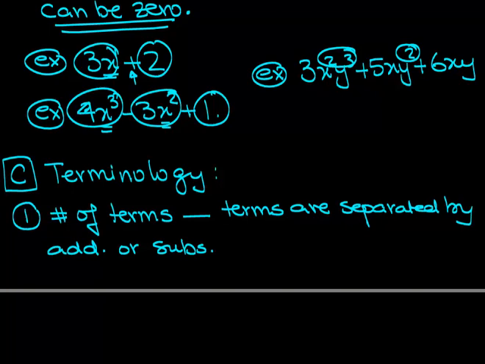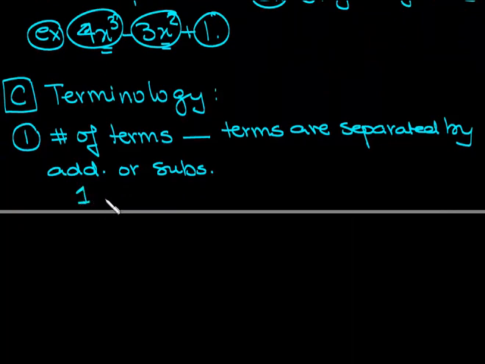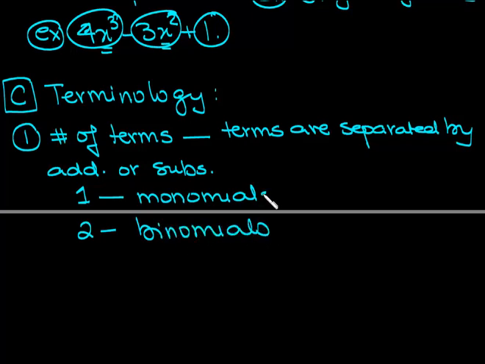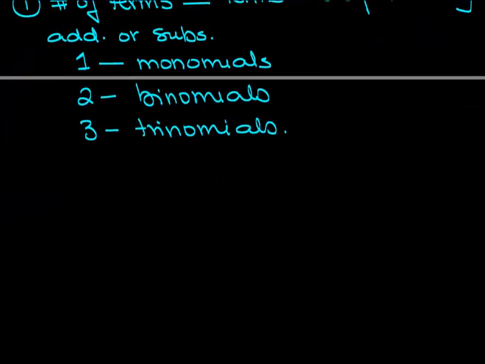Usually some polynomials have special names depending on the number of terms. If they have one term, they're called monomials. If they have 2 terms, they're called binomials. If a polynomial has 3 terms, it's called a trinomial. And that's about it. After that, they stop naming them, but you can identify them that way. The next thing we want to talk about is the coefficients.